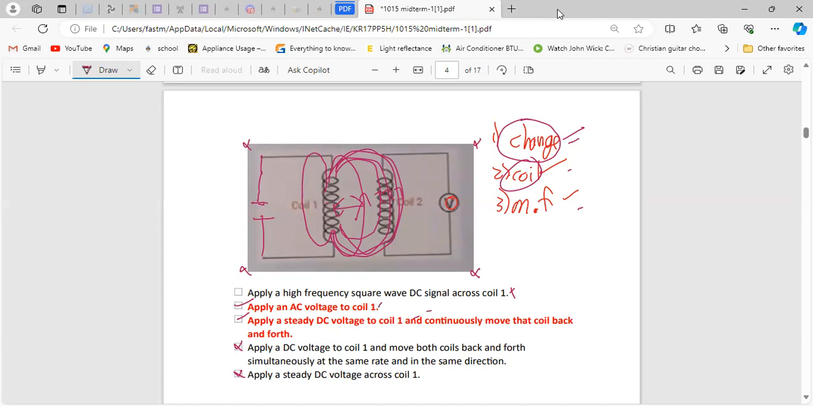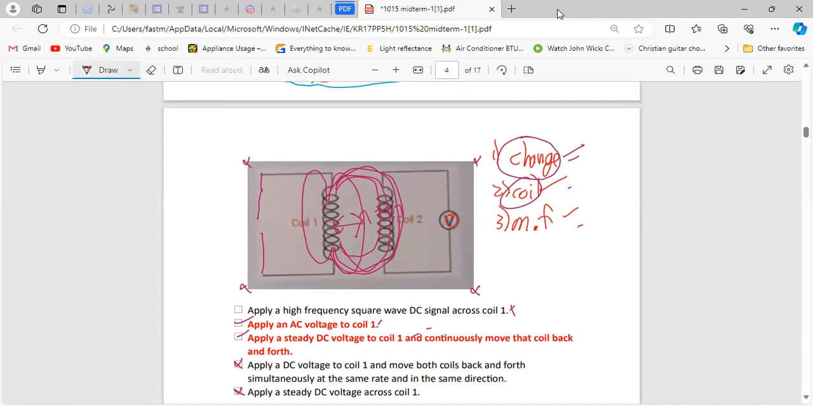Applying a high frequency square wave DC, I'm assuming what I mean by the square wave is this one. Since that wasn't the answer, the square wave probably looks like this. So that's just pulsating. You're just going like this, like that, and not going to the negative side for the majority of it, as you can see. So it's not really changing direction. It's just staying positive.